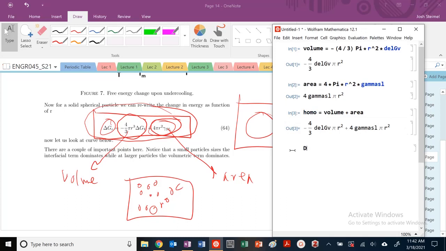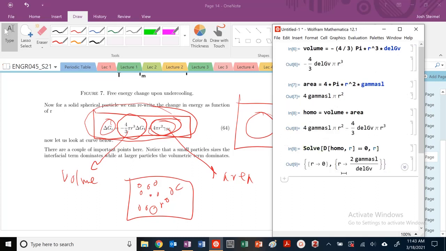So if I want to find my critical radii, it's going to be d homo as a function of r. I'm going to set this equal to 0, so solve for r. Let me get that value here. R cubed. That's why I want to be a little bit careful on our expression. And there we go. That's our critical R value.